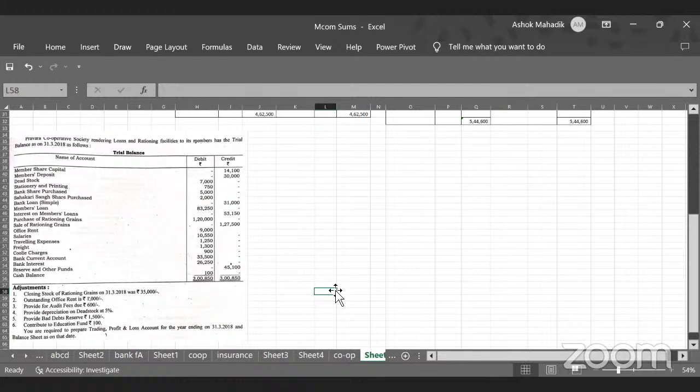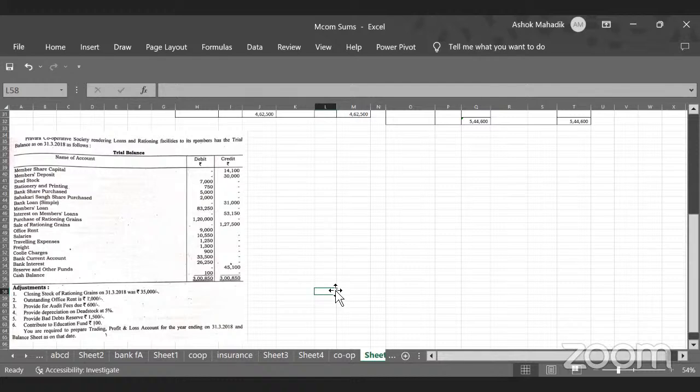Closing stock, trading credit and asset side. Outstanding office rent, add to rent and liability. Provide for audit fees, P&L debit and liability side, outstanding audit fees. Depreciation, see dead stock, they are depreciating, so fixed asset. Less from dead stock and P&L debit. Provide bad debts reserve, so less from debtors and P&L debit.